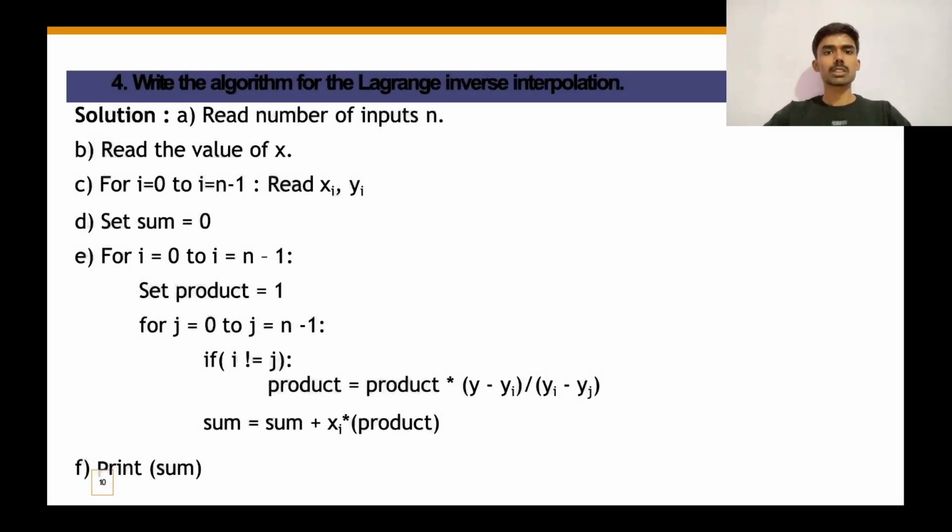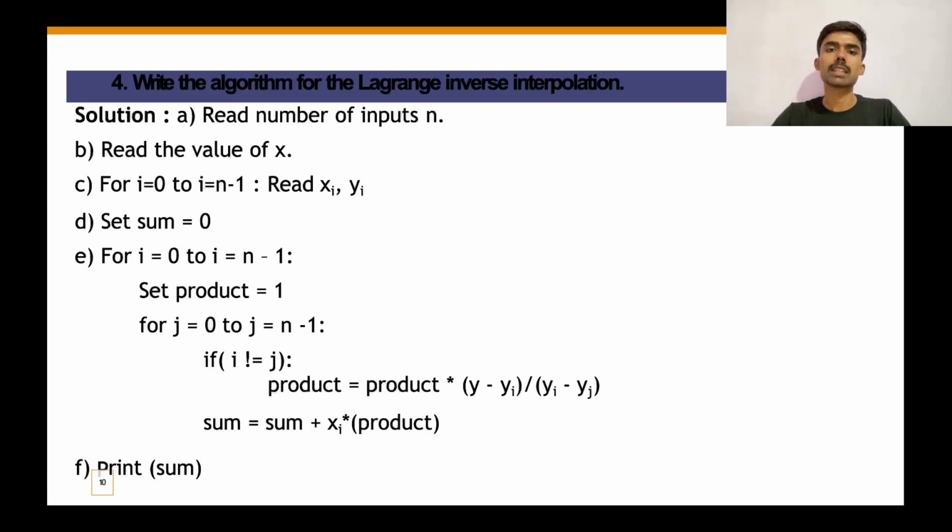For the next question, we are asked to write the algorithm for Lagrange inverse interpolation. So proceeding to the first step, we have to read all the inputs: read the number of inputs n, then read the value of given x with reference to the question. Then we will implement a for loop with i from 0 to n minus 1, where we will read the values of referencing abscissas and ordinates, which are xi and yi.